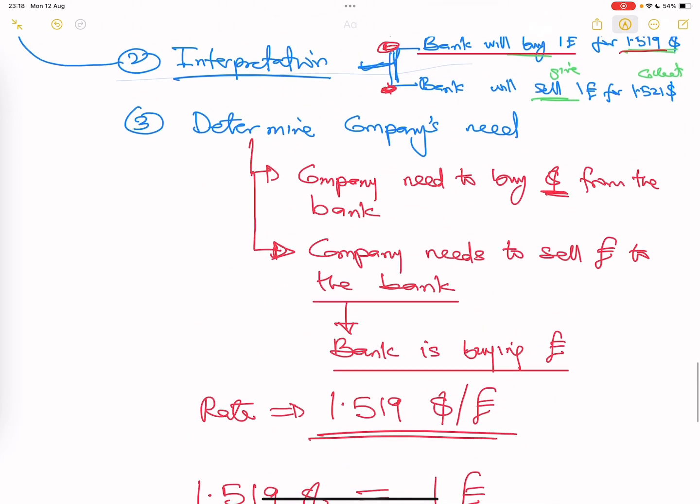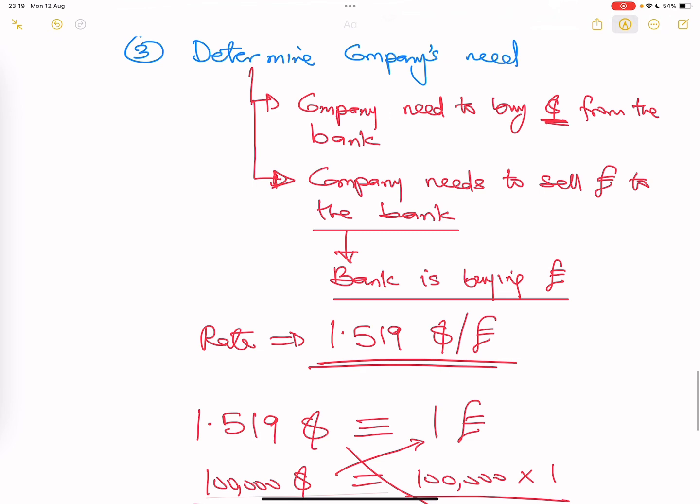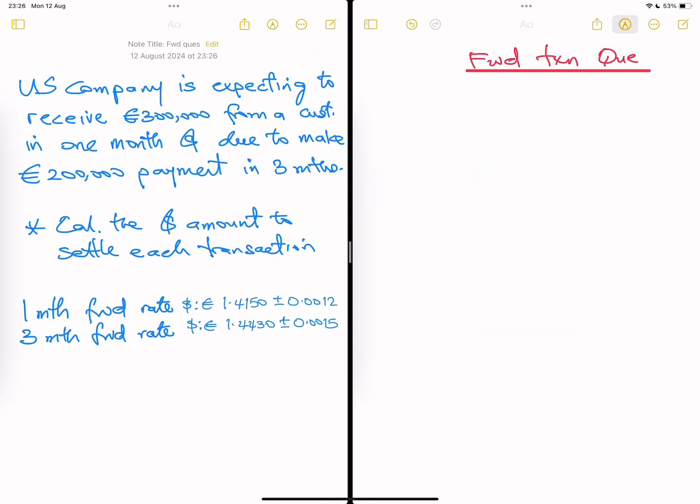What I've shown you here is how to know the rate that you need to use. Let's look at the question on the left side. So we've looked at the theoretical part of the forward transactions, the quote system, and all of that. But it's good to now use this question as a practice, in addition to what we've done so far.